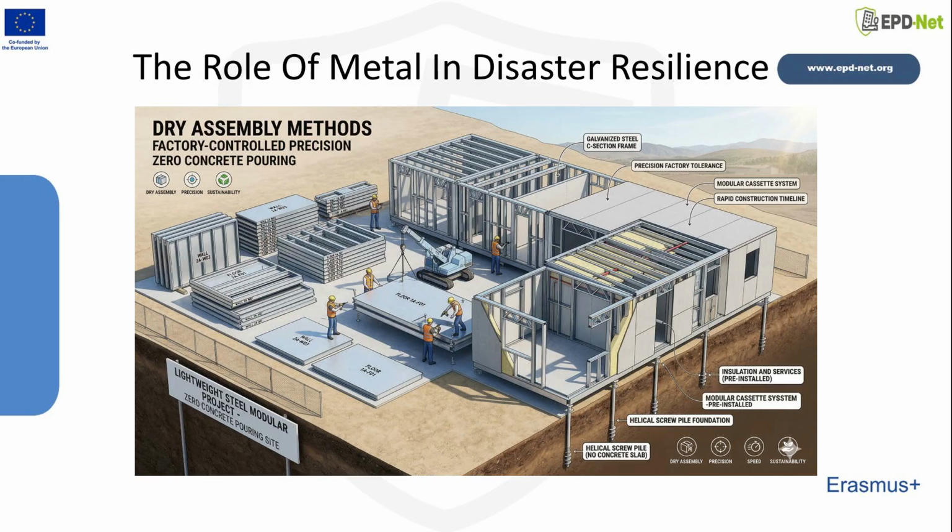However, steel is not without limitations. Fire resistance must be addressed through protective coatings or encasement. Corrosion control is also essential in humid or coastal environments. Ultimately, metallic systems represent a balance between structural efficiency, recyclability, and adaptability, key attributes for resilient architecture.